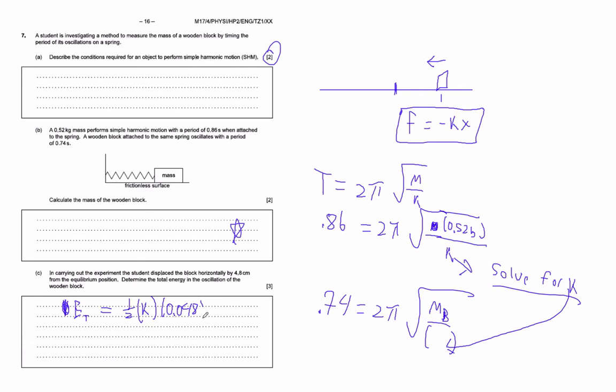0.048. I never figured out k, by the way. I'm just saying, but you could do it this way, right? So this is just 1/2 kx squared. You could also do this too. The total energy is 1/2 m omega squared x naught squared, right? X naught squared is this, right? 0.048 meters. Omega is going to be 2 pi over, what's our period? 0.74. And the mass is what you figured out from here.